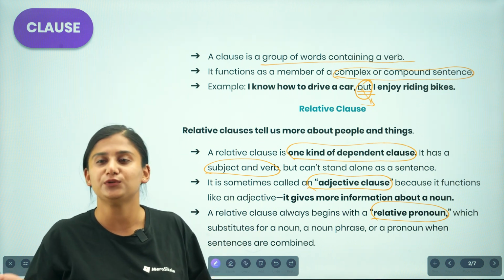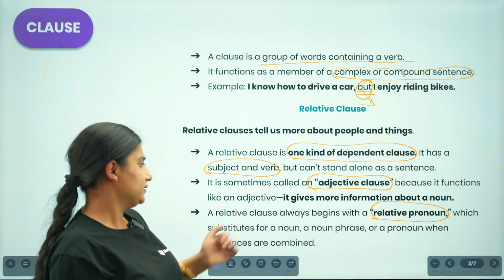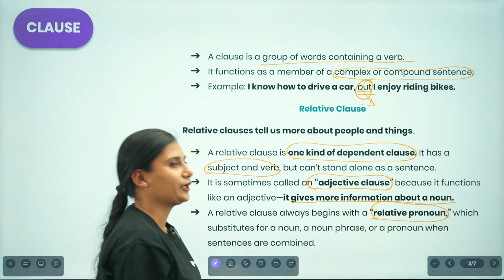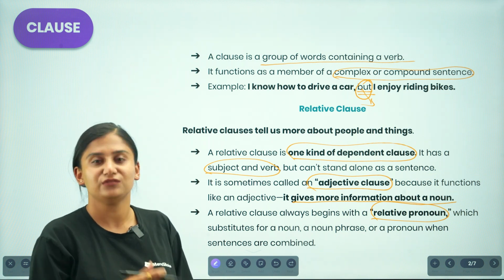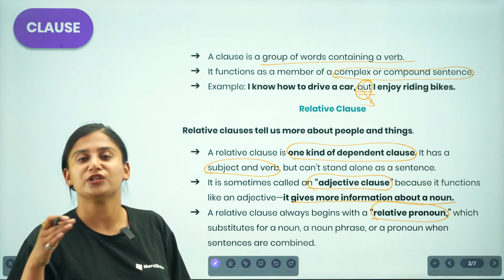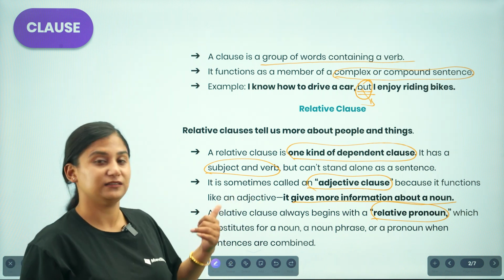So what is the use of an adjective in a sentence? What does the adjective do? The adjective provides us more information about a noun or a pronoun in a sentence. As relative clauses also provide more information about a noun or pronoun in a sentence, we can also call the relative clause an adjective clause.